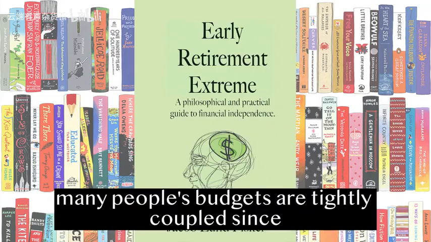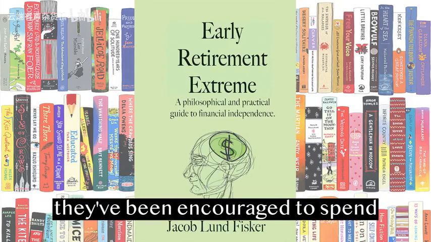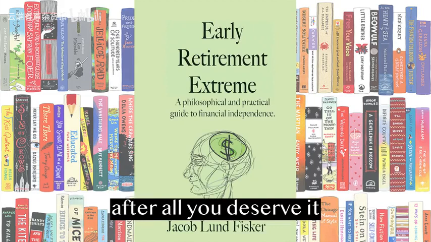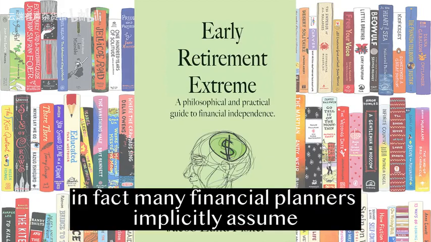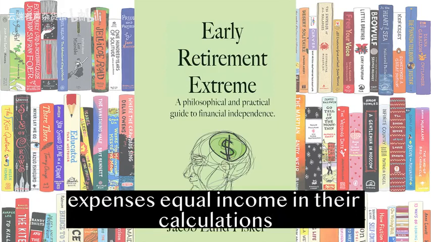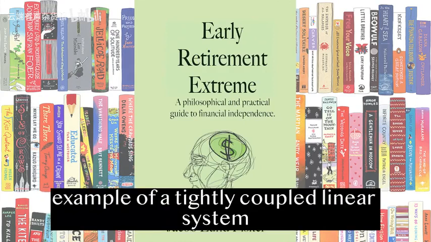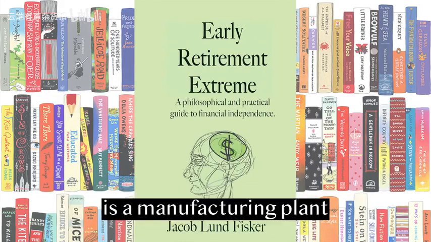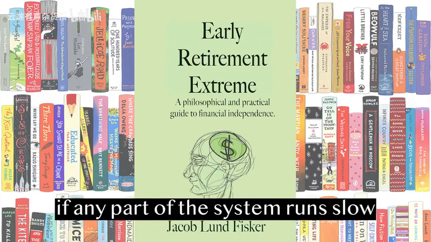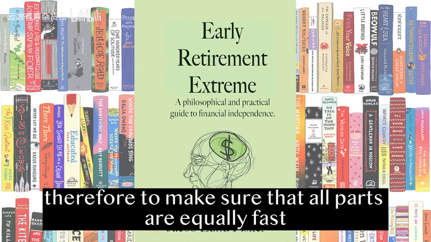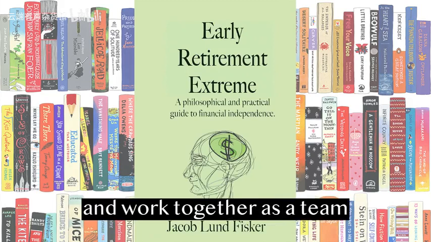Many people's budgets are tightly coupled since they've been encouraged to spend everything they earn. Why work if you can't spend your paycheck? After all, you deserve it. You earned it. In fact, many financial planners implicitly assume expenses equal income in their calculations. Therefore, any decrease in income is felt instantly. An industrial example of a tightly coupled linear system is a manufacturing plant. If any part of the system runs slow, the entire plant runs slow and output decreases. The incentive is, therefore, to make sure that all parts are equally fast or equally slow and work together as a team.